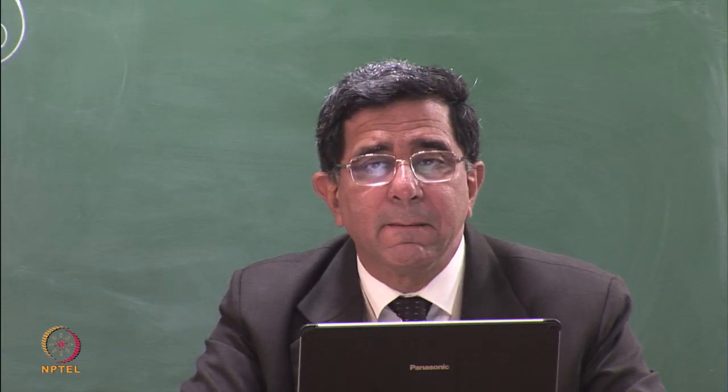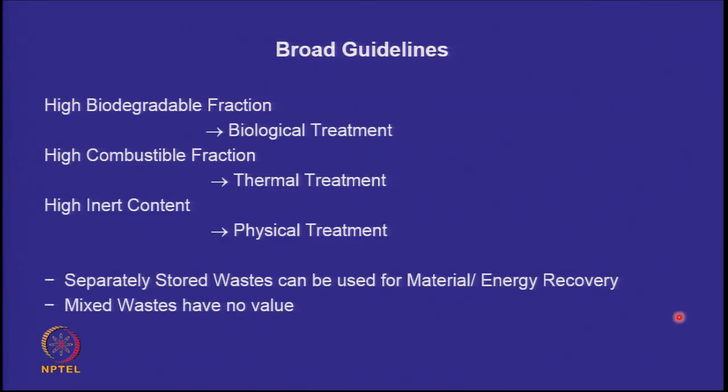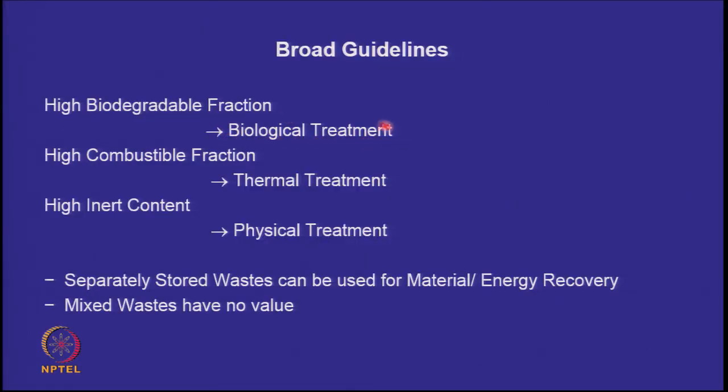Any clarifications? Okay. If you have a high biodegradable fraction, the optimum route is to do a biological treatment. And the optimum route is basically composting here. If you have high combustible fraction, the optimum route is to go for energy recovery by thermal treatment. That means incineration. You burn the combustible material. If you have high inert content, do physical treatment. Make building blocks, make embankments. So these are the broad guidelines which we have.